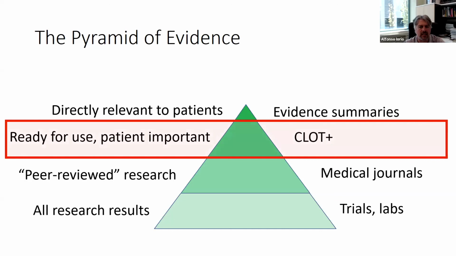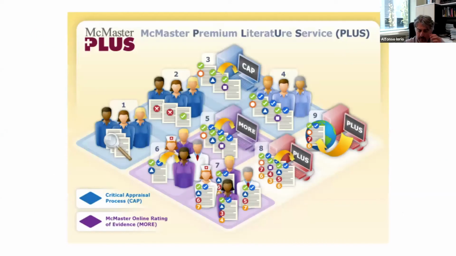So how do we get to PAIN Plus? How do we select what is ready for use and patient important? It's quite a multi-step process that we are undertaking here at McMaster. We are undertaking this for many disciplines, and that's why I got confused and put on OClock Plus instead of PAIN Plus. I will show you later on an example from OClock Plus that is relevant.